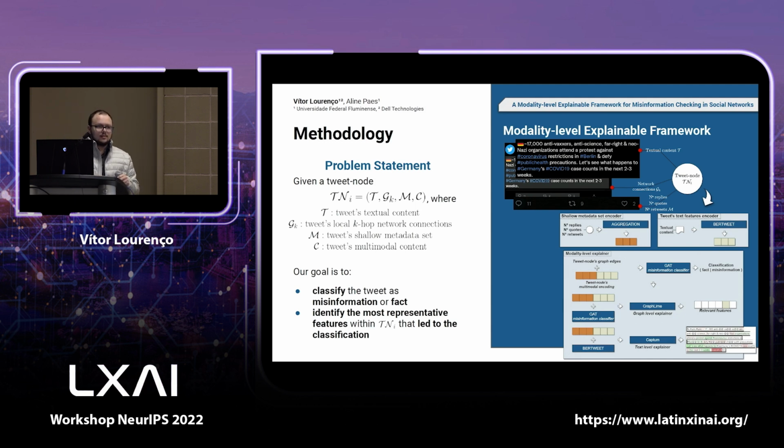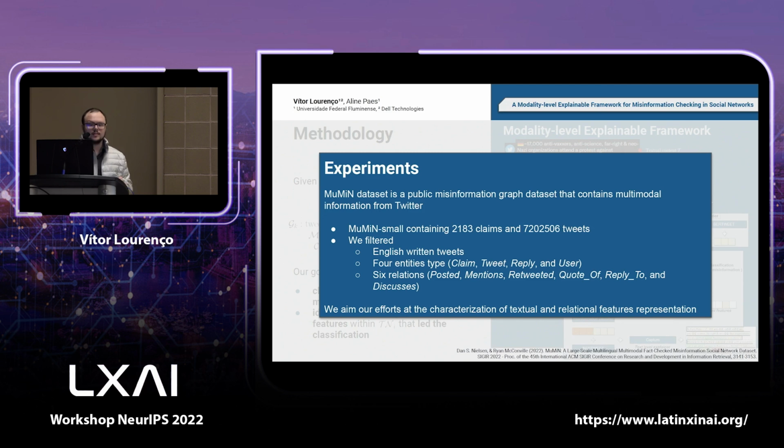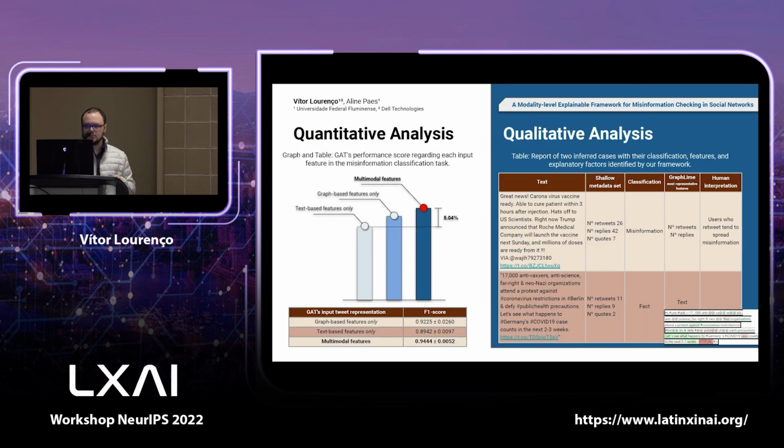Finally, we take this classification and submit the same multimodal encoded vector to GraphLIME, where we extract the most important features. If the most important features rely on the text, we then further use Captum to identify the most important information within the text. For our experiments, we use MuMiN, a new public misinformation graph dataset that contains multimodal information from Twitter. We filtered this dataset to use only, for now, English-written tweets, 4 main entities, and 6 relationships.